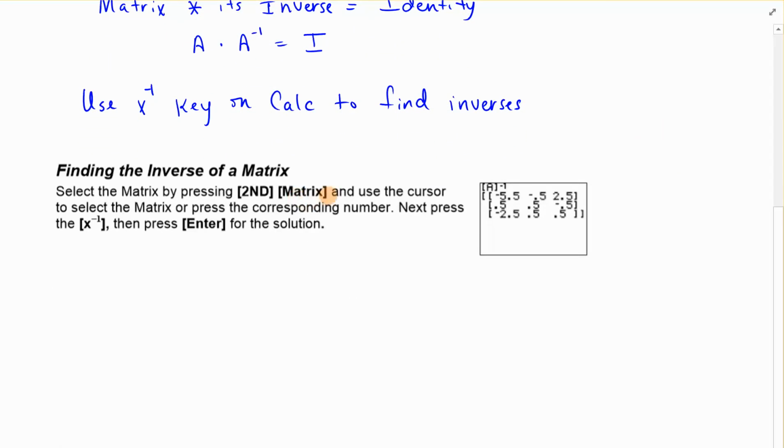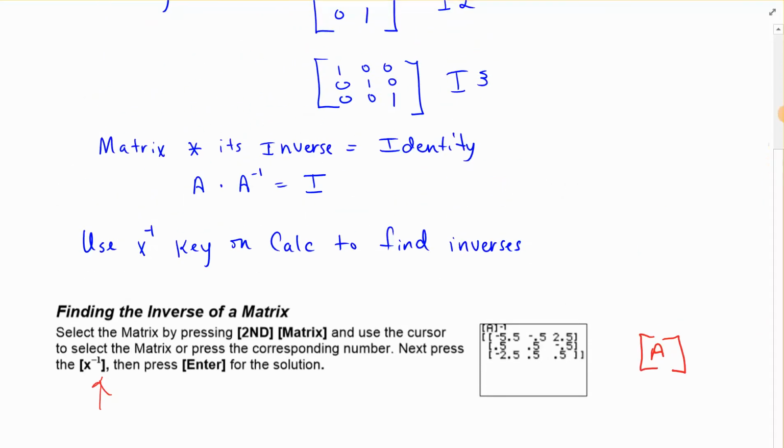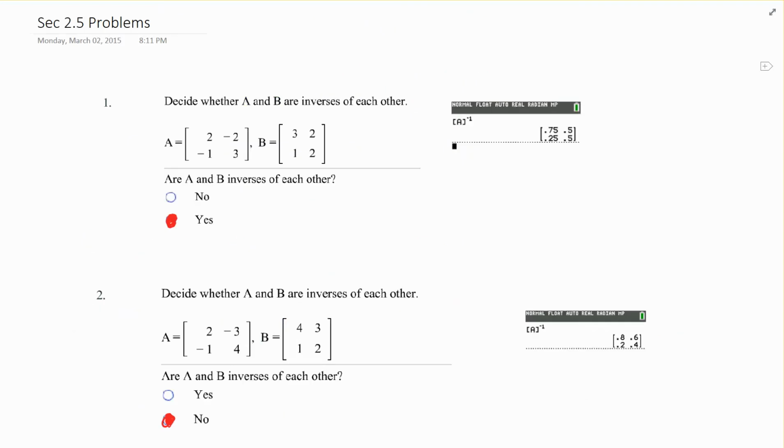So it's real easy to do these on the calculator. You can hit second matrix, use the cursor and select the matrix you want, so you get, say, A on your screen, and then you go to the inverse key, which is X with the -1 up here, and press enter, and you will get the matrix of the inverse of the matrix stored in A. So it's really easy. And we're going to look at some problems, and then we'll try that on our calculator. So if we go to section 2.5, I'll do some of these with you, but really I think it will be quite evident of what you're supposed to do.